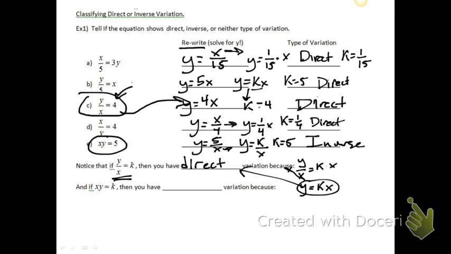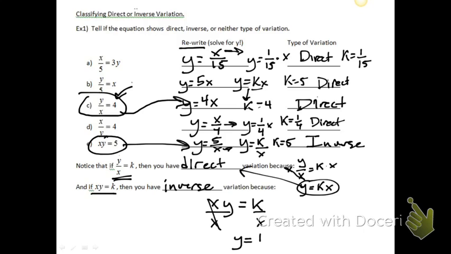The last example, when we got x times y equals 5, ended up being inverse variation with the constant of variation being 5. So if the product of x and y is always constant, that's going to be inverse variation. If you took this formula, x times y equals k, and solve for y by dividing by x, you're going to end up with the inverse variation formula, y equals k over x. We have our inverse variation.